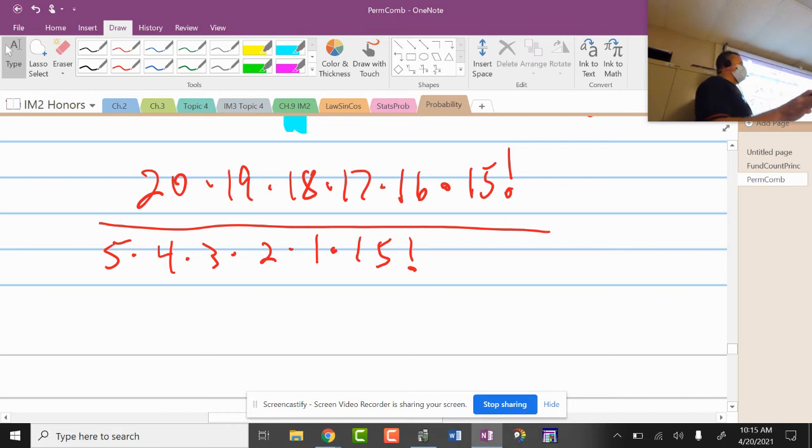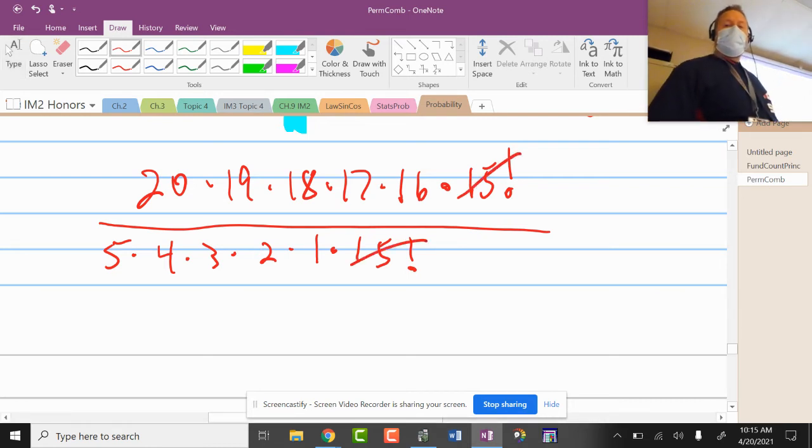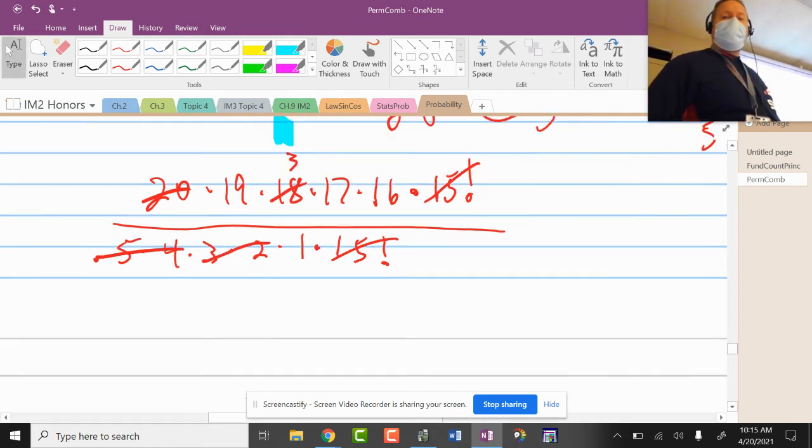Very, very doable. Okay, 15 factorials are gone. Hey, and by the way, what's 5 times 4? So what am I going to cancel that off with? 20. Okay, then maybe do this. What's 3 times 2? Who does 6 go into in the top? How many times? Now, don't lose your stuff here.